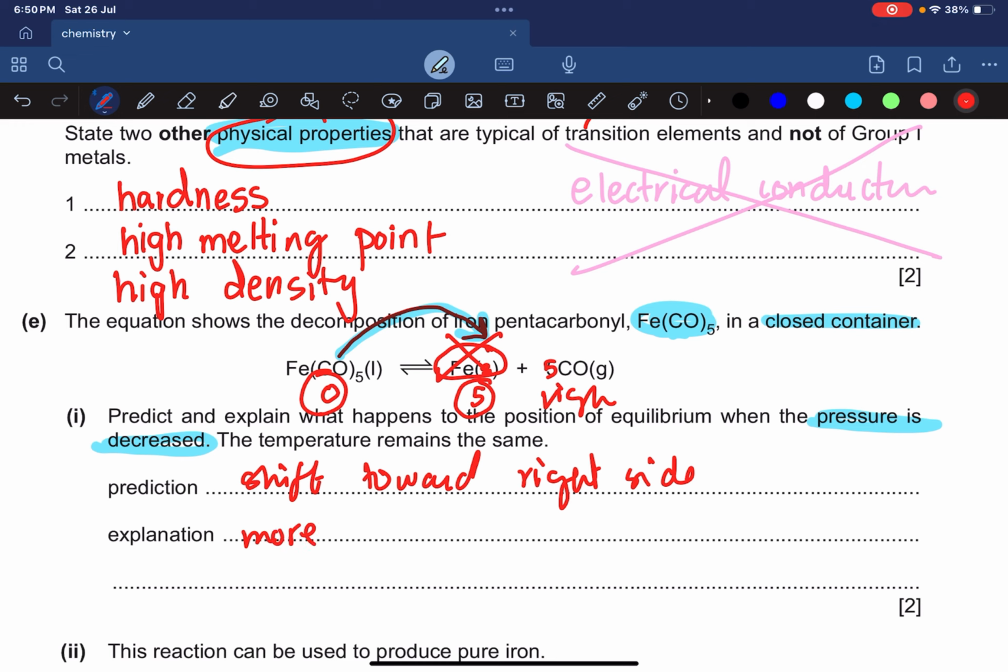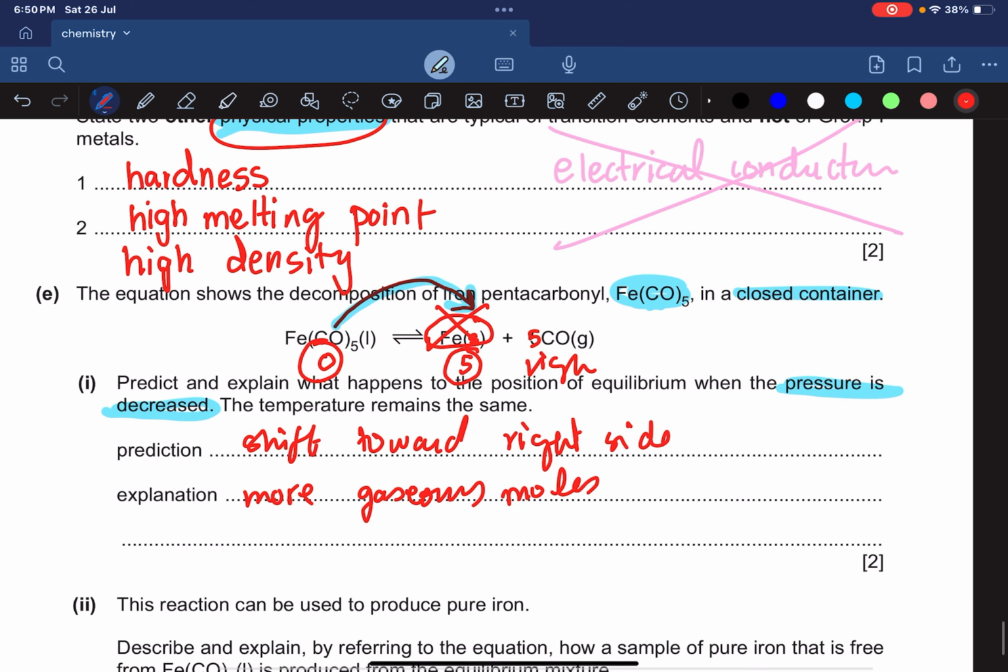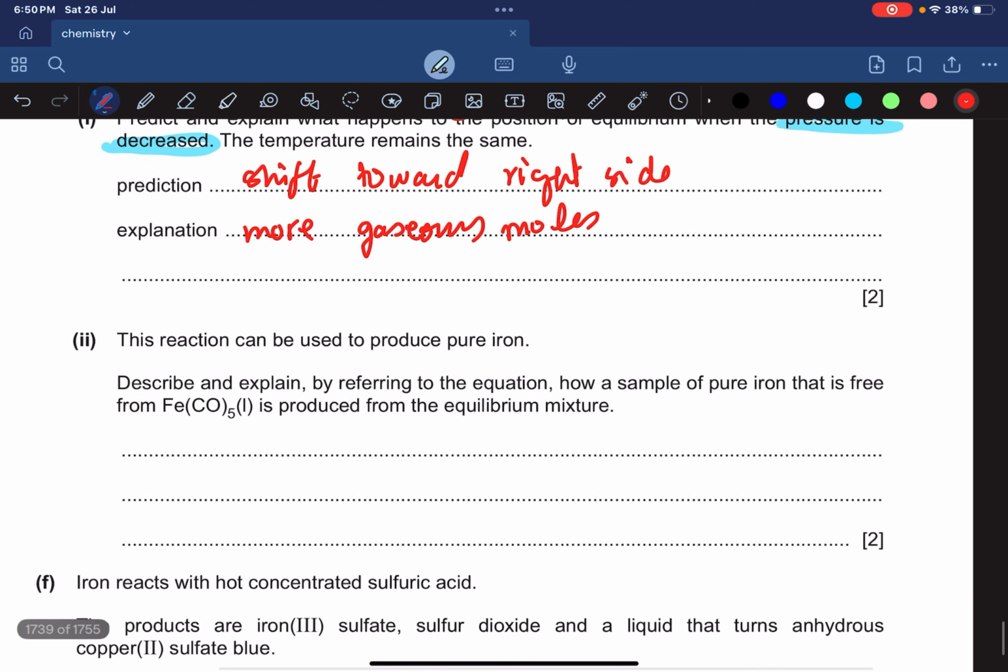If you write only moles, that's going to be considered wrong because that may mean moles of solid or liquid. So you have to write more gaseous moles, okay? More moles of gases on the product side. The reaction can be used to produce pure iron. Describe and explain by referring to the equation how a sample of pure iron that is free from Fe(CO)5 is produced from the equilibrium mixture.